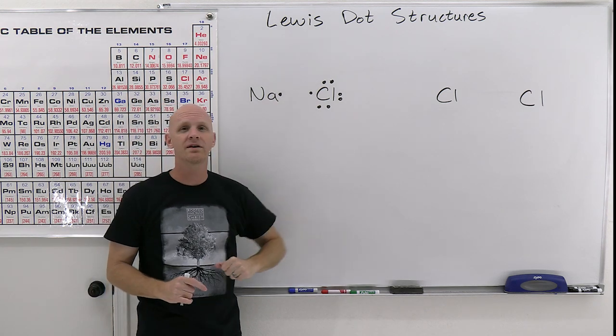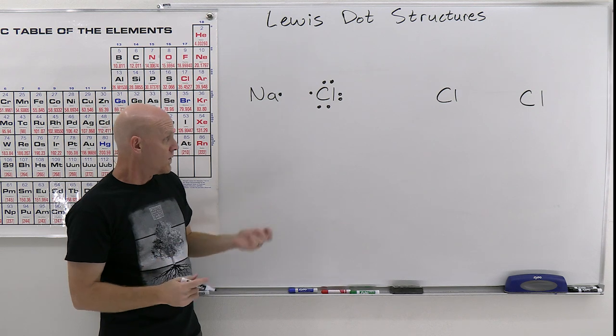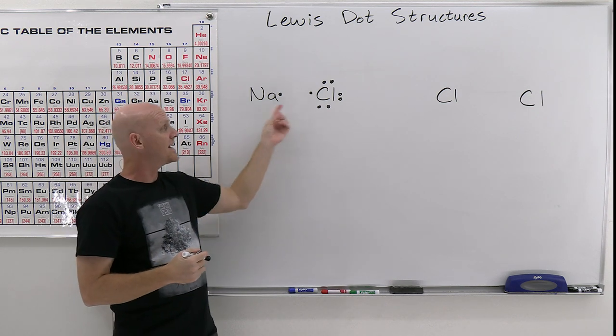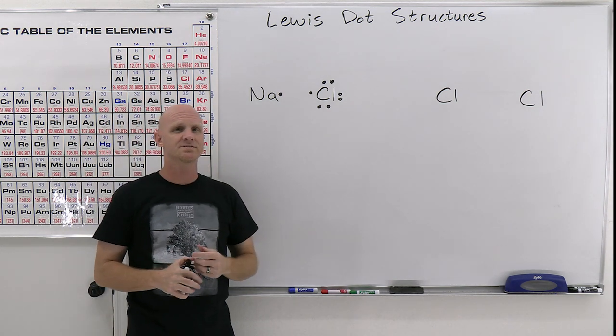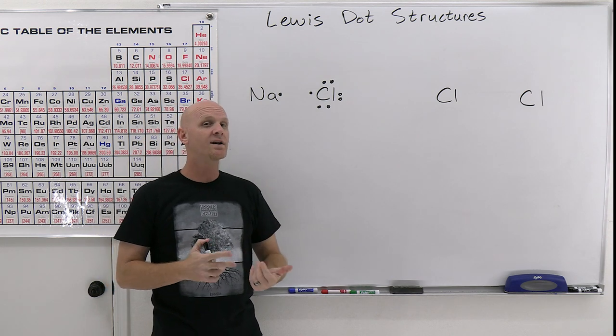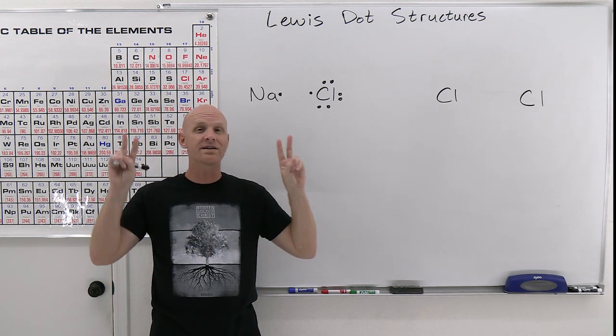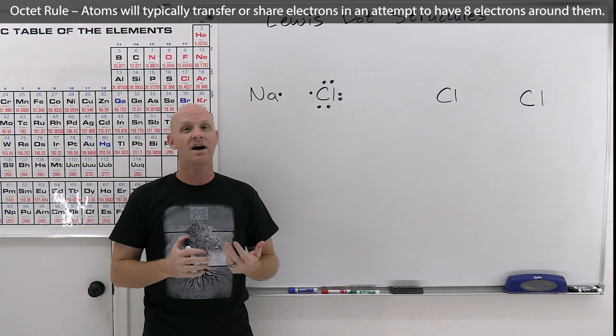And so these dots represent the electrons. Cool. Now, in the case of a metal and a non-metal, we'll find out that the electrons are going to organize themselves in such a way that everybody gets what's called a filled octet. And we call this the octet rule.